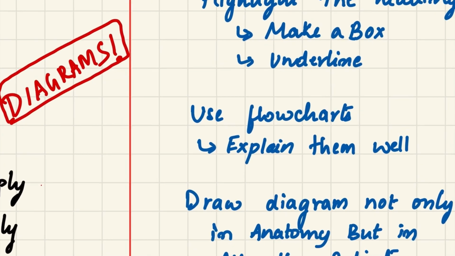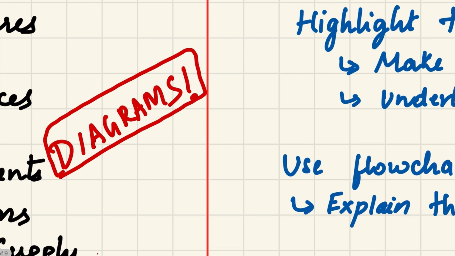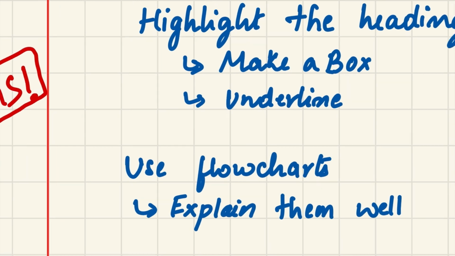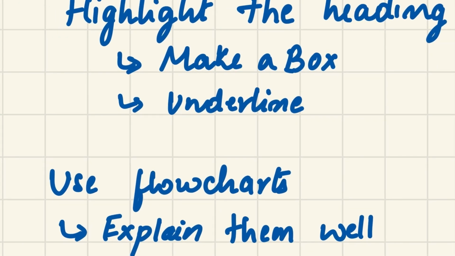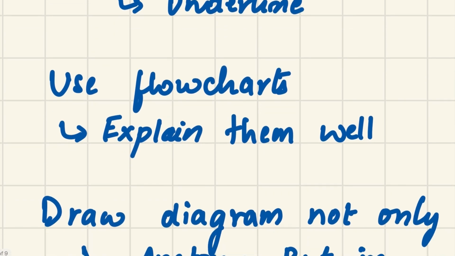A few basic things I can help you with: highlight all the headings or subheadings that you're gonna write in your exams. Make a box around them, as I am, for example, like this. I've written diagram, made a box, which will highlight the part and help the examiner to notice very well. You can also underline it if you want, but I prefer making a box around it. So use flowcharts and explain them well wherever you want, not only in physio, but also in biochem and also in anat.